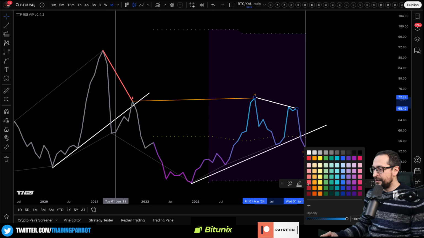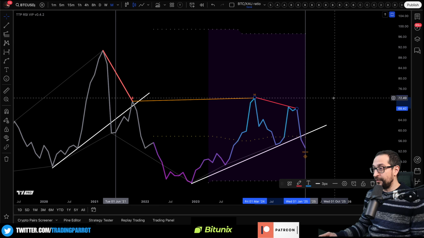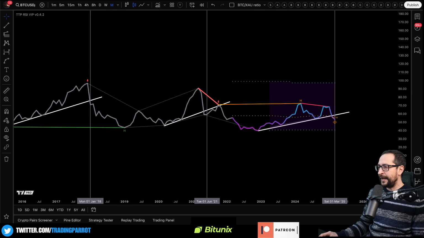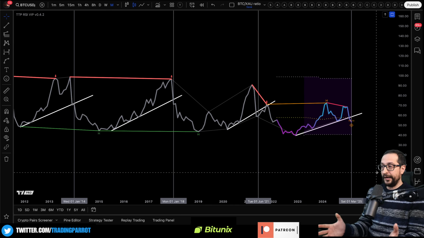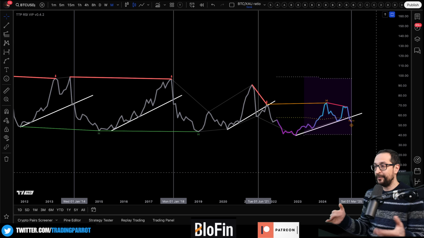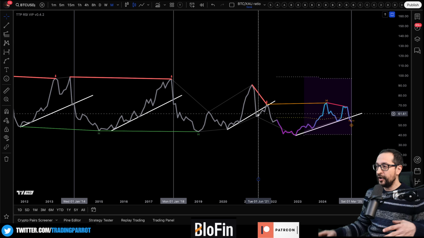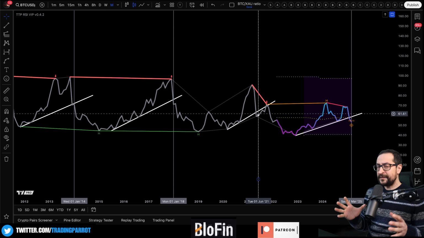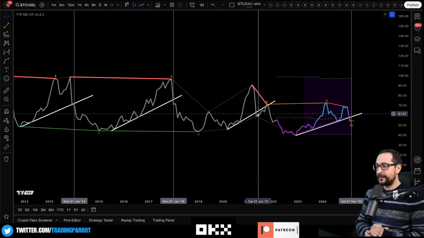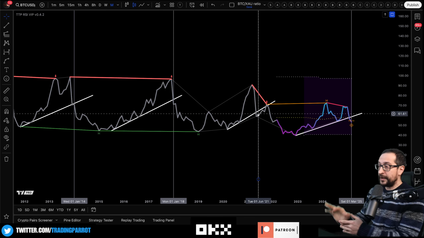So I'm going to change it to color red so you know it's a bearish divergence. And the chart of gold versus Bitcoin is already calling for a breakdown. Now, let's be cautious how we interpret that. We are looking at momentum in here. We're not looking at price.